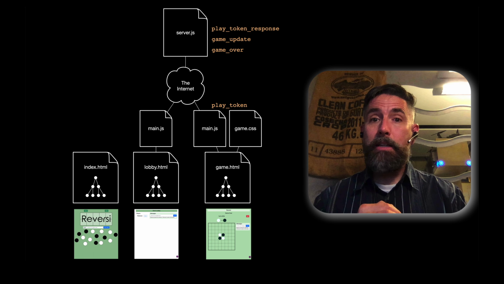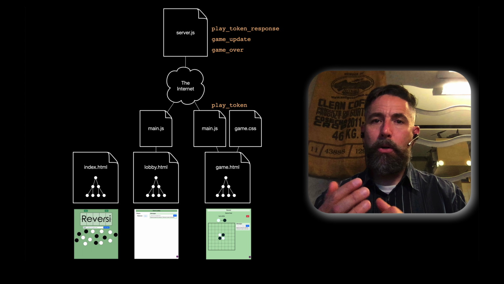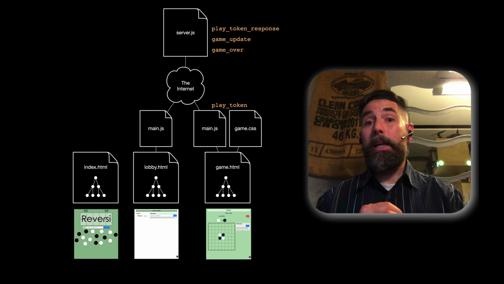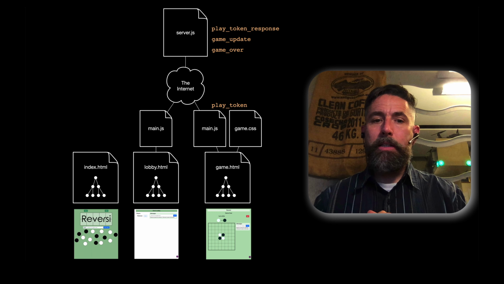The server will receive them, update the game board as appropriate, and respond with a play token response. It will also periodically send game updates. If your partner, the person that you're playing Reversi with, makes a move, your browser will be updated. And when you make a move, the opposing player's browser will be updated. And finally, if the game is complete, you'll get a game over signal as well. So this is the overview of the file views that we're working with.